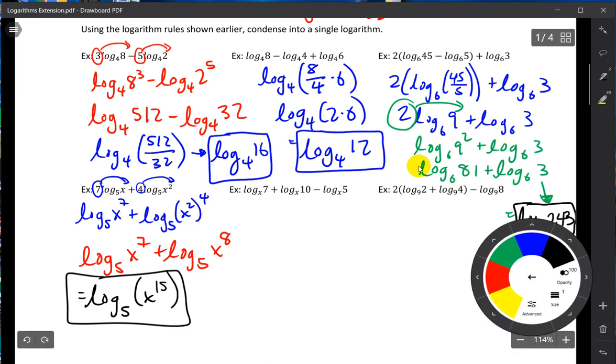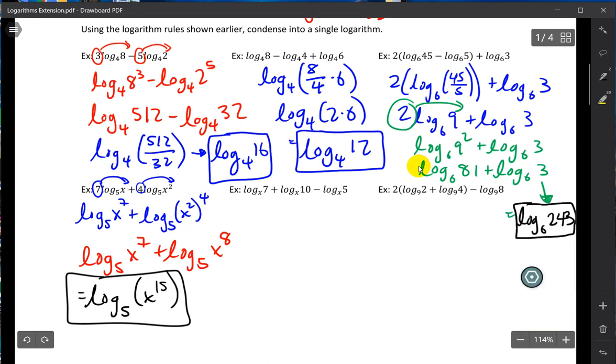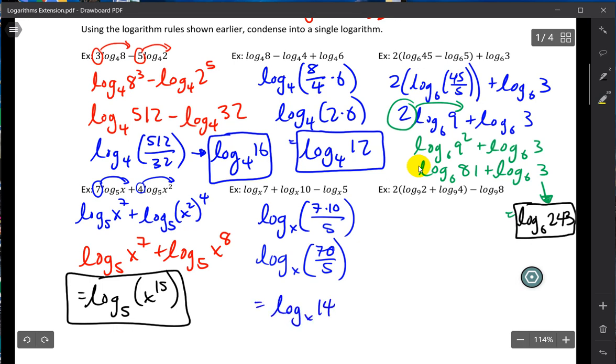Alright, let's look at this particular example here. As you can see, we have addition and then subtraction. Since we have addition, we're going to multiply the insides, and we have subtraction here, so we're going to divide. So this is log base x, and then 7 times 10 is 70 divided by 5. So 70 divided by 5 is going to be 14. And that's how that one works.